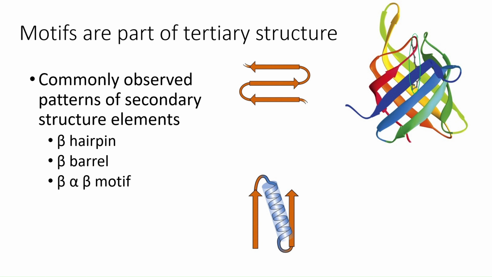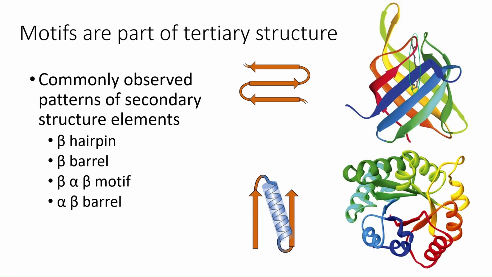Another common motif we see is the beta-alpha-beta motif, and so this is when you have a parallel beta sheet, and we talked about how parallel beta sheets can be connected by loops. Here we actually see it connected by an alpha helix. So you have one beta strand, and then in order to turn it back around for the next strand to be parallel, there's an alpha helix in between, going back to the beginning.